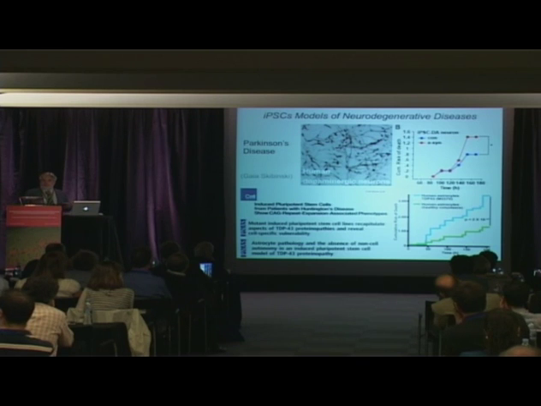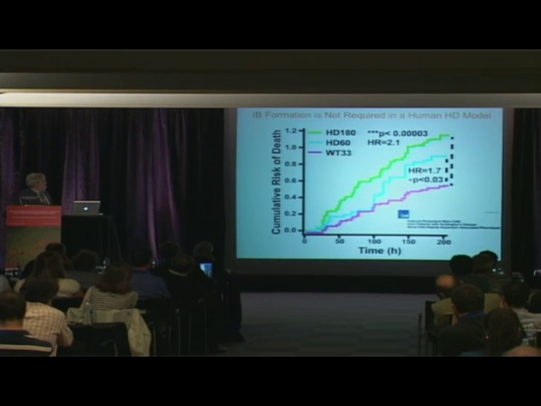And that allows us, when we put them together, also to look for cell non-autonomous interactions that might be important for disease. But the first model we made was a Huntington's disease model. And so we collected cells from patients with Huntington's disease and made them into iPS and then have studied them. And interestingly, the iPS cells differentiated into forebrain neurons or into medium spiny-like neurons have a higher risk of death.